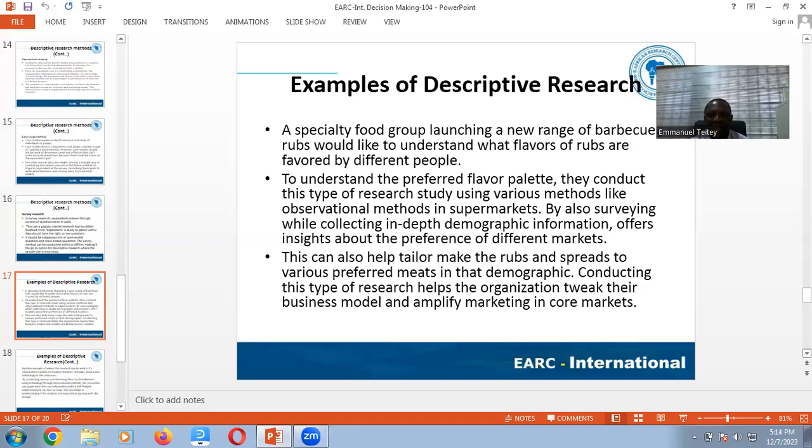This can also help tailor and market the rubs and spreads to various preferred meats in that geographical area. Conducting this type of research helps organizations to tweak their business model and amplify their market in the core markets.